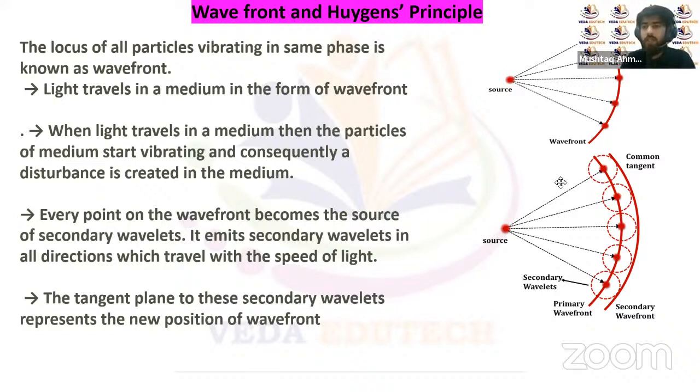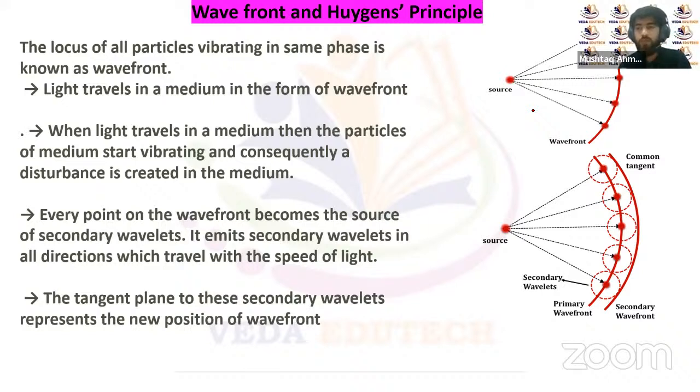We'll be starting with the Huygens wave theory. According to Huygens, he gave a theory that we call the Huygens principle. He said that light travels in the form of wavefronts. Now the question is, what are these wavefronts? You can see here there's a source of light. This is the source of light, and in this direction the light is traveling.